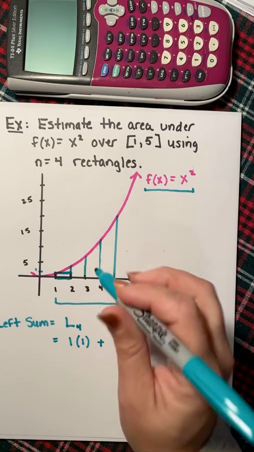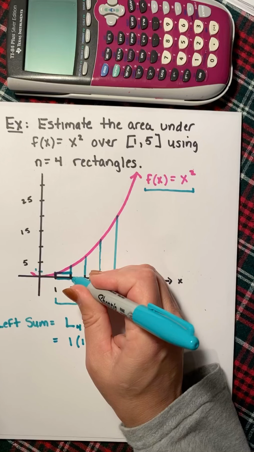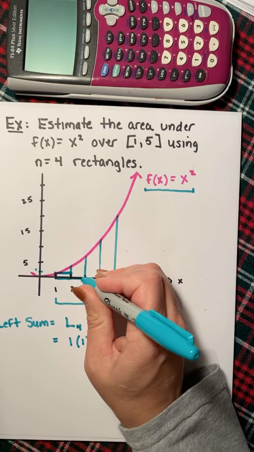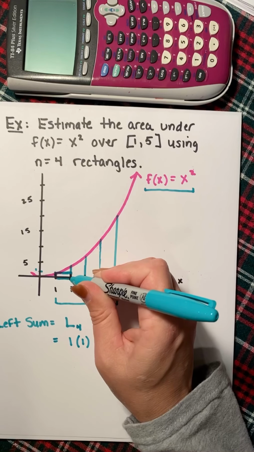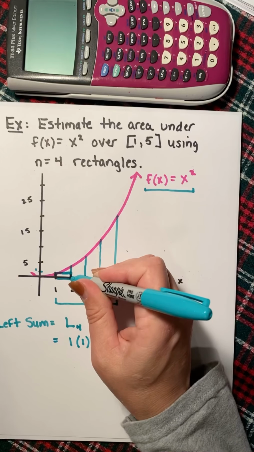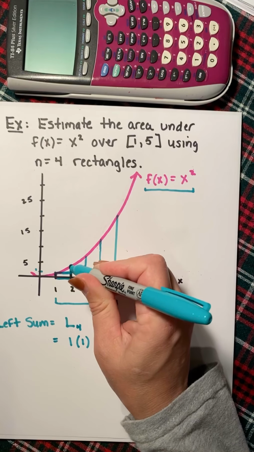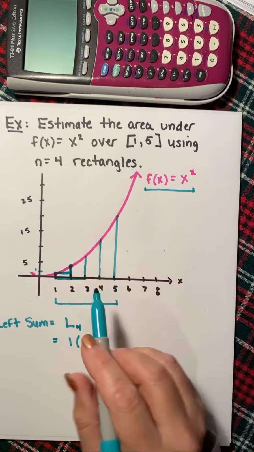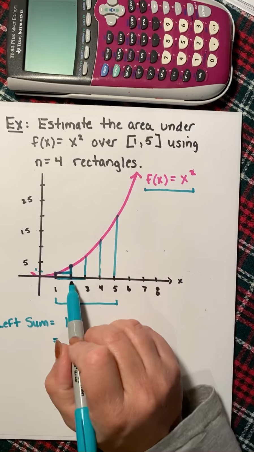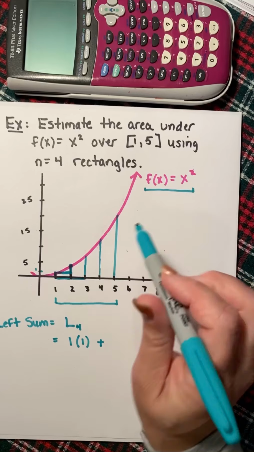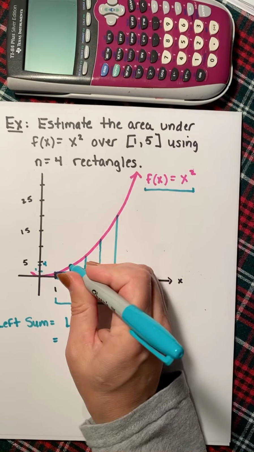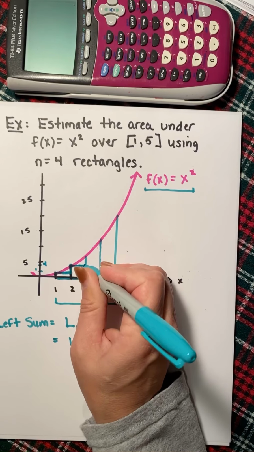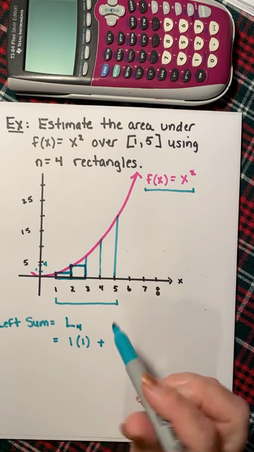I'm going to add to that the area from the second rectangle. So here's the base of my second rectangle between 2 and 3. I'm going to go up the left side of the base. So I'm going to use the left endpoint 2, and I'm going to go up where that meets the curve, and that's going to determine the height of the second rectangle. So remember, we plug this left endpoint into the curve to get the height of the second rectangle, which would be 4. So this second rectangle right here would be a 1 by 4 rectangle.